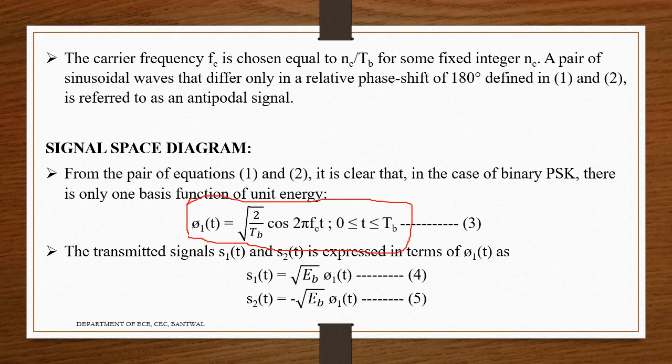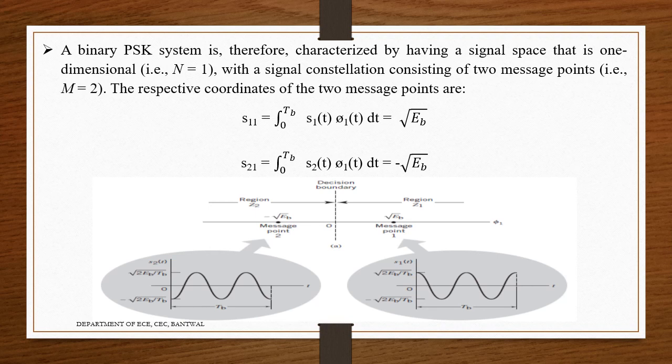Now we'll see, whatever I have described, you can represent it here. One more thing: it is one dimensional, so N is equal to 1, and the signal has 2 message points, that is M is equal to 2. One message point is the square root of EB, and the other is minus square root of EB, for symbol 0. But why have I considered N equal to 1 and M equal to 2? I will explain that here.